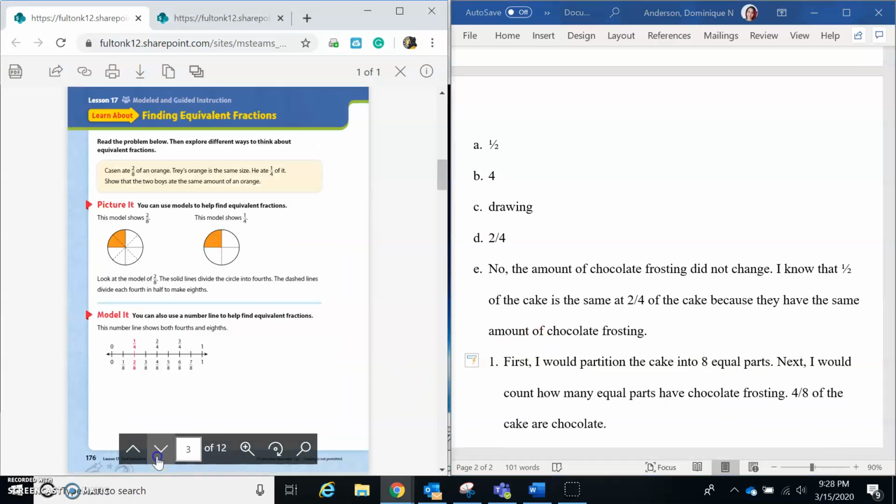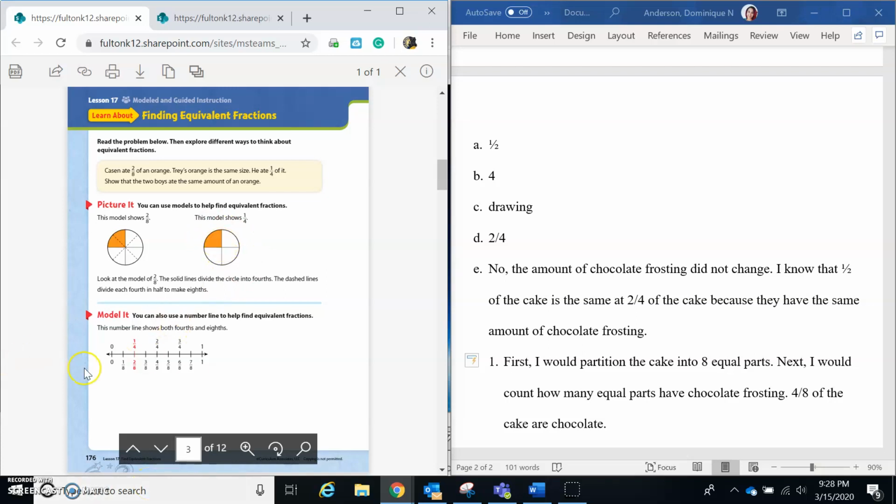Good job. Next page. Alright, so this is just talking about different ways to model equivalent fractions. So we have our problem that says Kason ate 2/8 of an orange. Trey's orange is the same size. He ate 1/4 of it. Show that the two boys ate the same amount of orange. So here they did it. They drew circles and they partitioned it into 8s, shaded in 2, partitioned into 4, shaded in 1.